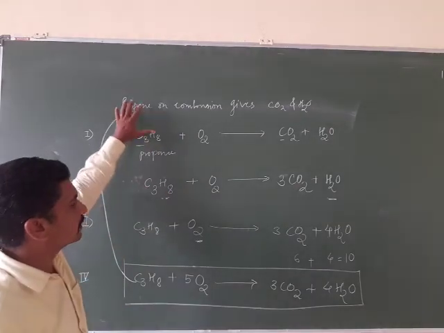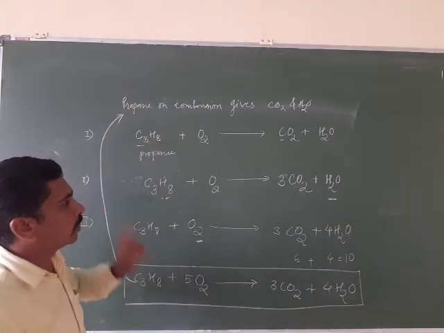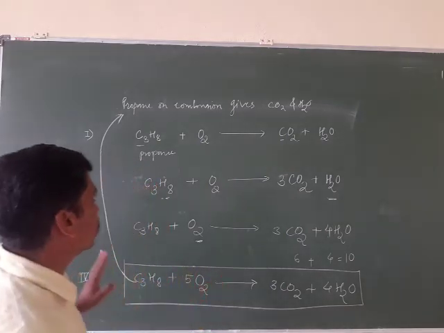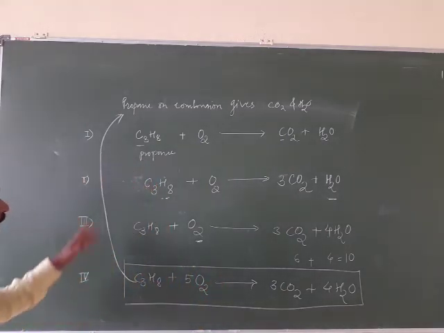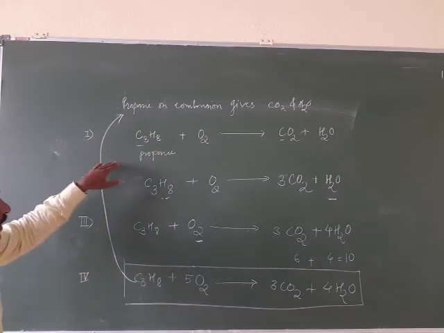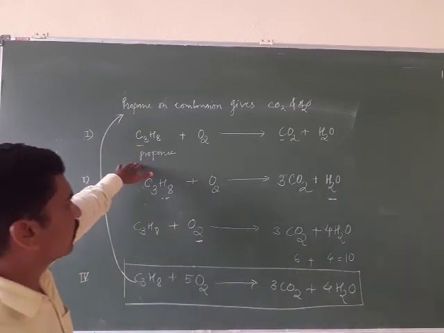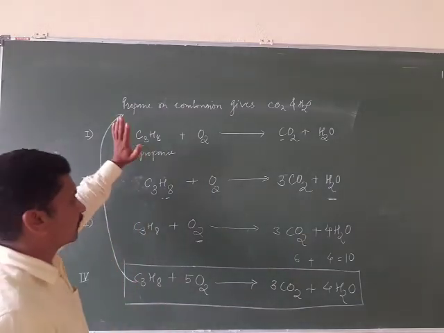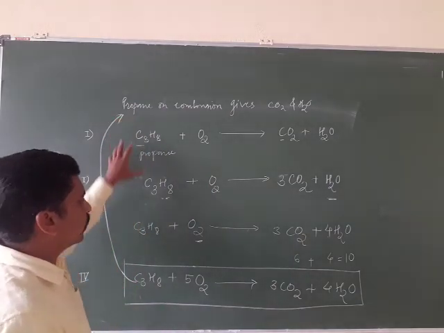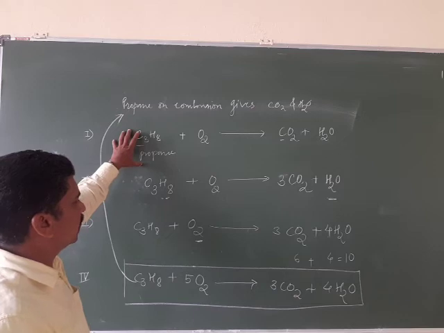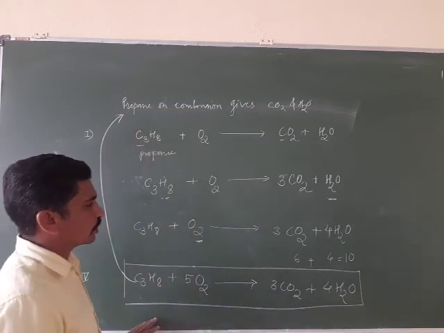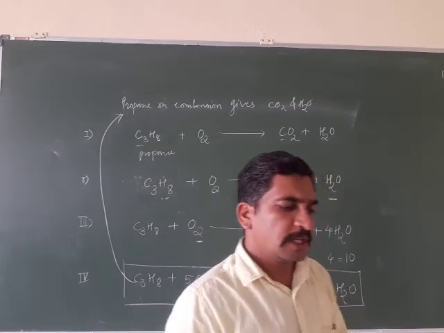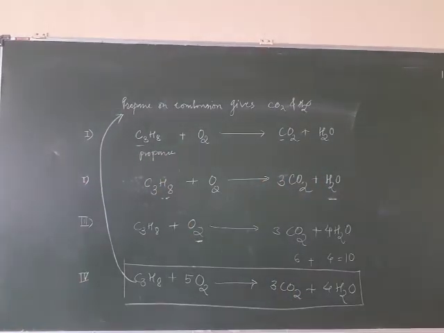And how do we balance a chemical equation? We have taken 2 examples. One is iron plus chlorine gives FeCl3, and this other one is from the NCERT book: propane gives carbon dioxide and water on combustion with oxygen. So how to balance? Balance carbon first, then hydrogen, then oxygen. You have to follow this path to balance chemical equations.